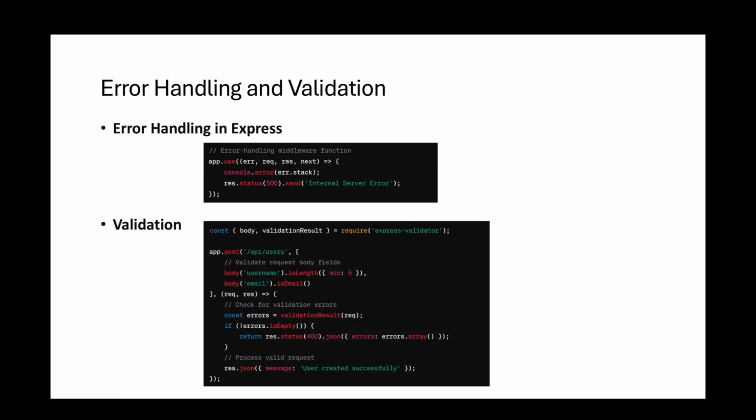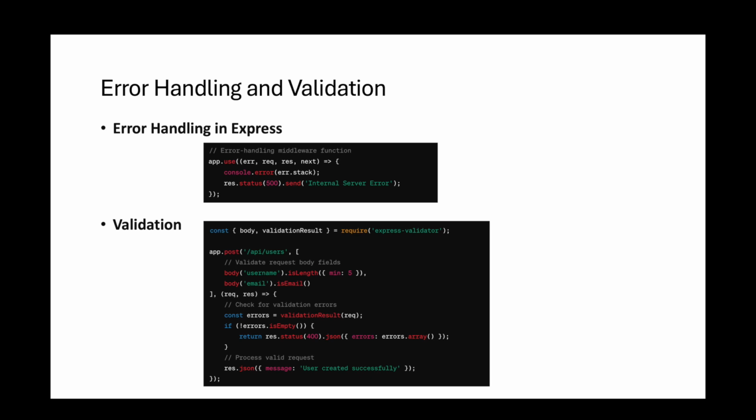Error handling and validation. Error handling in Express. Express provides a special error handling middleware function that is invoked when an error occurs during request processing. Error handling middleware functions take 4 arguments, err, req, res, next, and are registered using the app.use method.